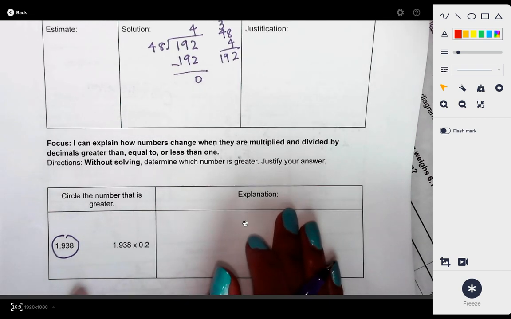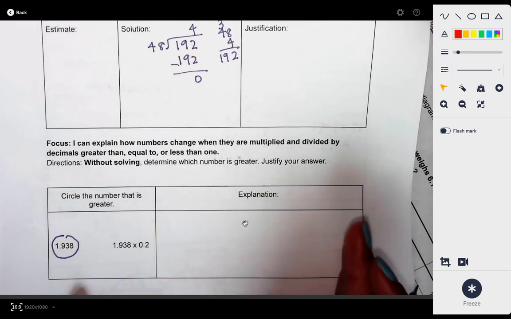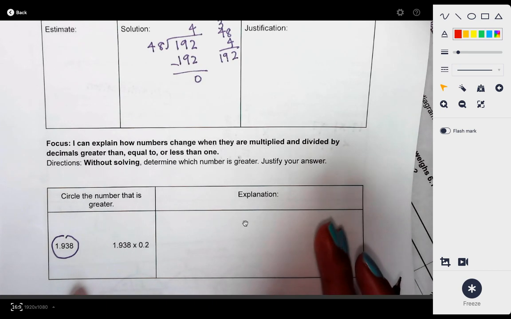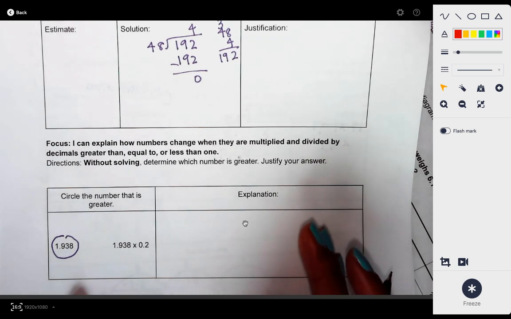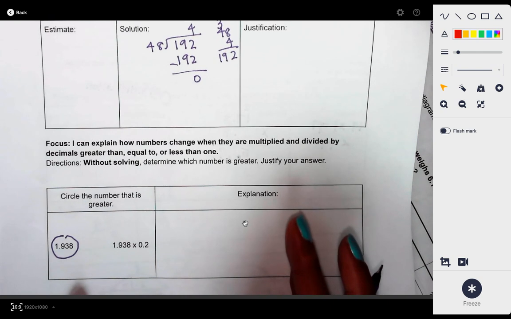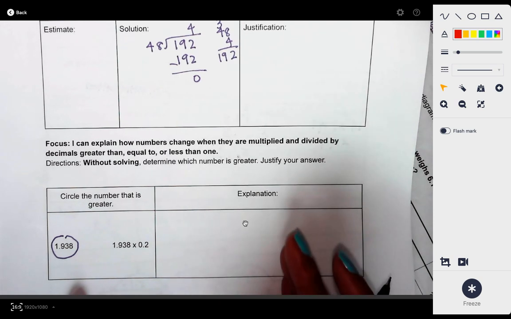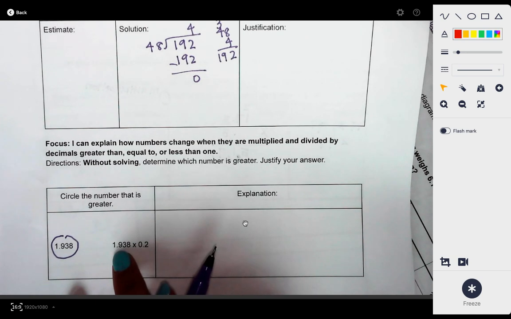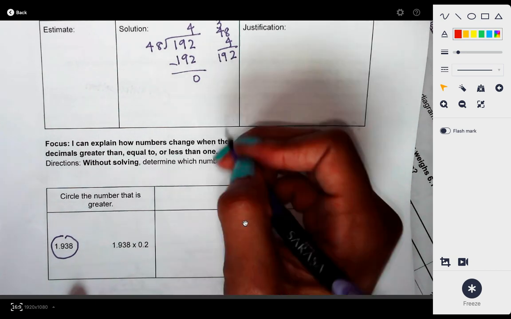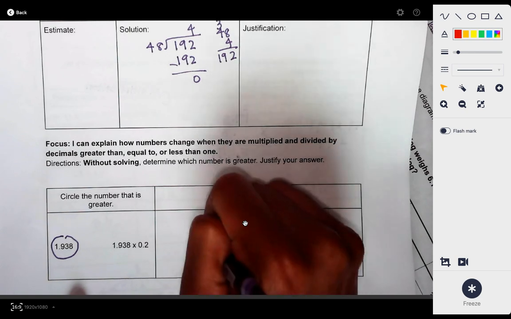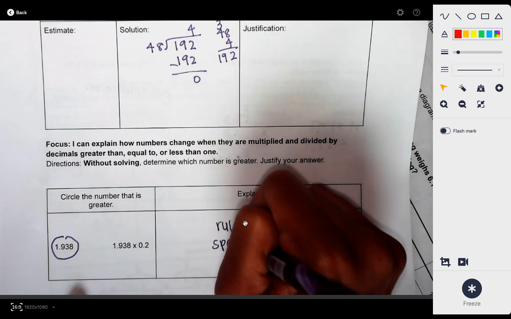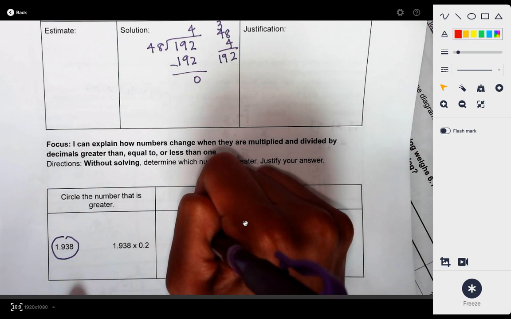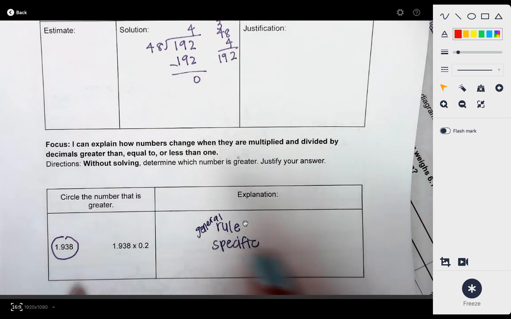The explanation would sound like, I know that when I multiply a number by a number less than 1, my answer will be smaller than the first factor. 1 and 938 thousandths is greater because multiplying by 2 tenths will give me a number less than 1 and 938 thousandths. So they should mention the rule, and then they should mention the specifics of the problem. So general rule, specifics of the problem.